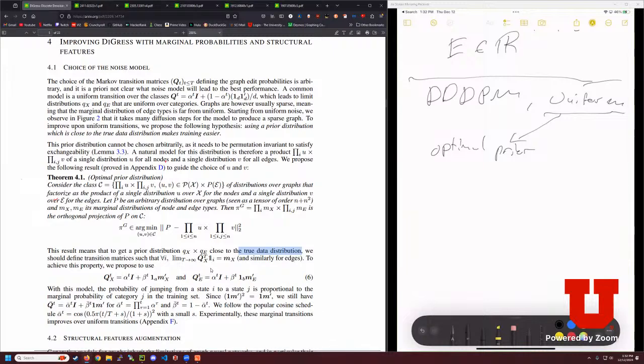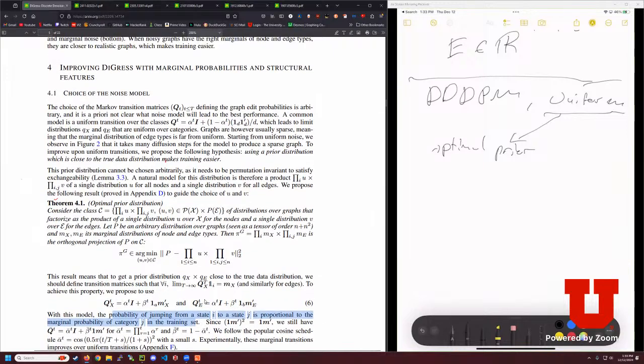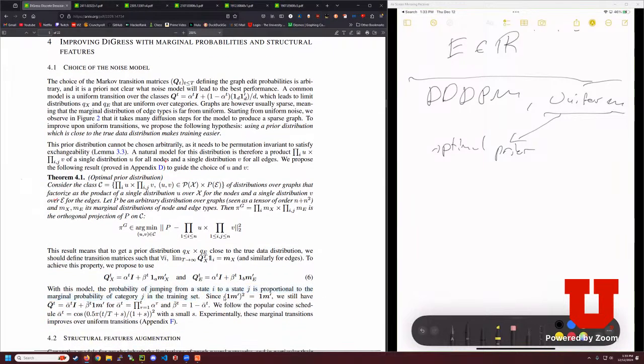Well, you have to know the max number of nodes to define the matrix. Oh, so if you look under equation 6, they said with this model, the probability of jumping from a state i to state j is proportional to the marginal probability of category j in the training set. So it is just the marginal distribution of a class in the training set.